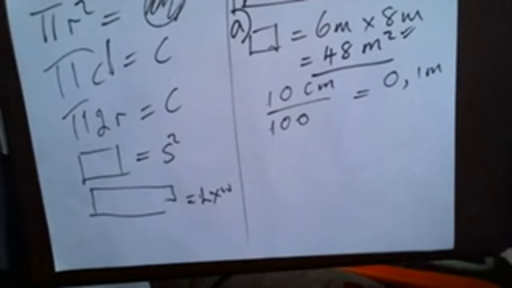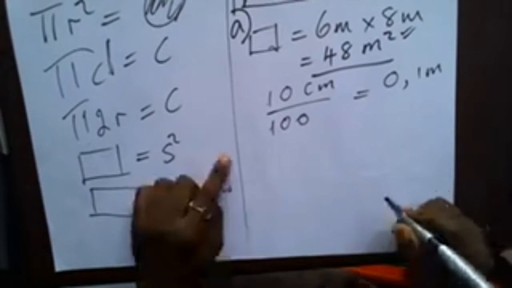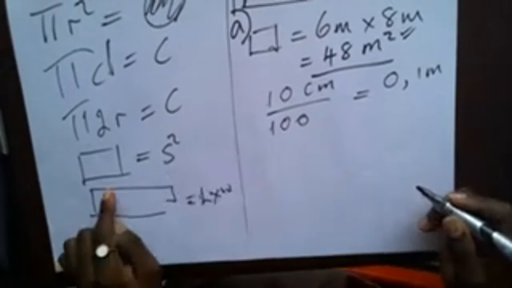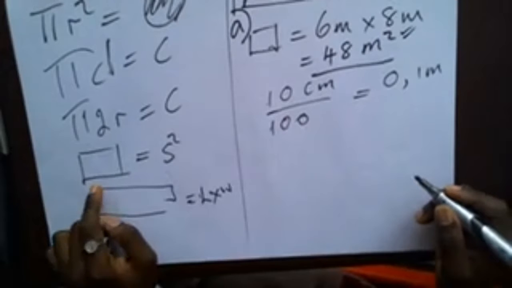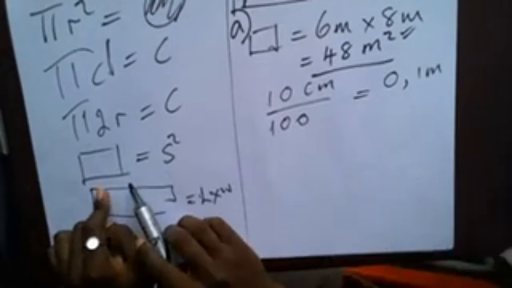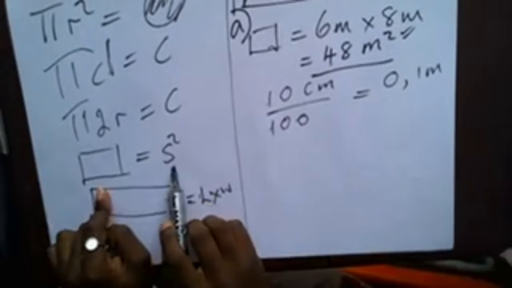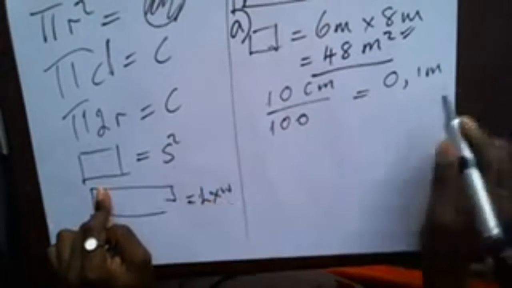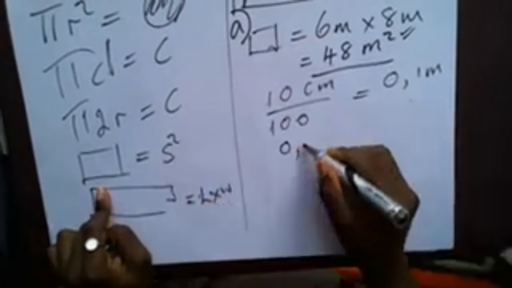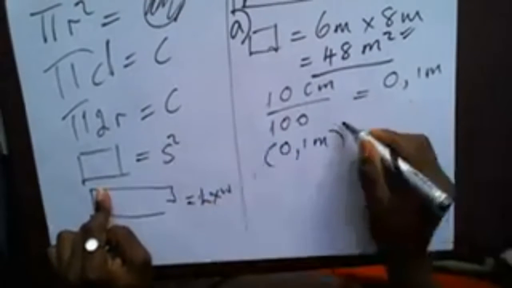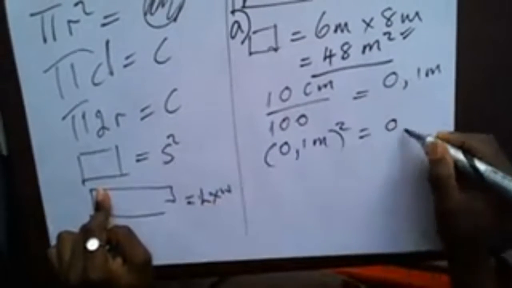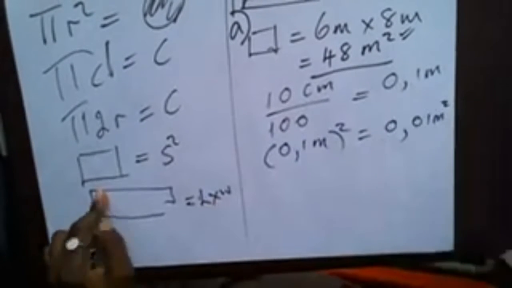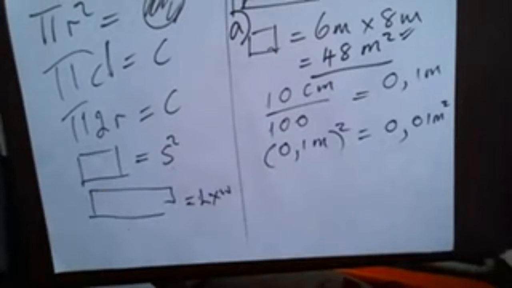So what is the area to be covered by each cobblestone? As you can see, the cobblestone is actually a square, side by side. So we can use the formula side squared. But what is the length of each side? Each side is equal to 0.1. When you say side squared, you get 0.01 meter squared, right?